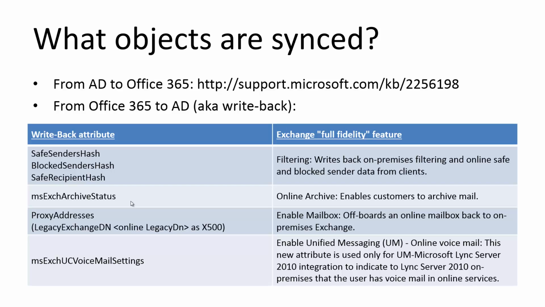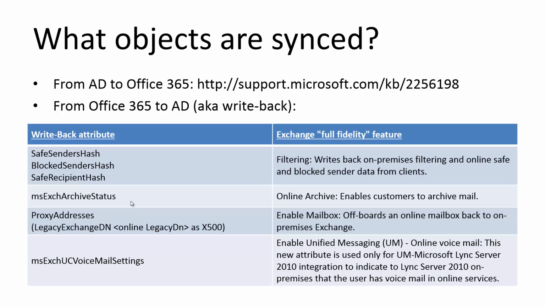On the other side, I said it earlier as well, there are some attributes that are being synced from Office 365 back to Active Directory. And this happens when you go into the hybrid deployment. So during the setup of DirSync, and that's what we'll see in just a minute, you have the ability to check the fact that it's a hybrid deployment.